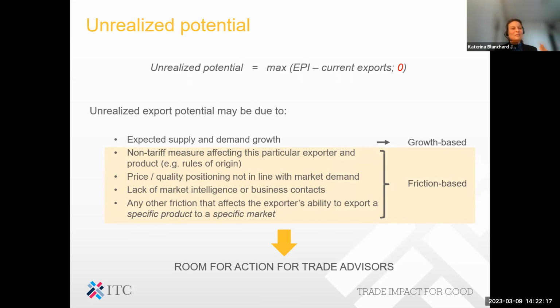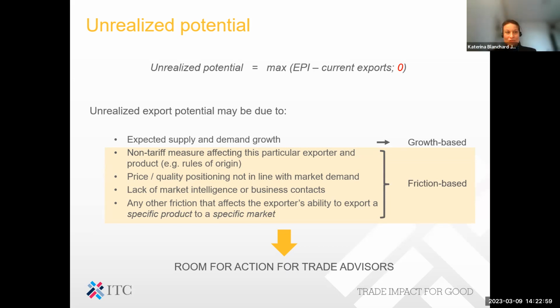These would include a very broad variety of factors. Some of them could be, for example, lacking information of exporters. If the exporter doesn't have the information about the other market, he or she is unlikely to export there. If they don't set the price correctly, or the quality is not set correctly, then they would not use the potential on the foreign market, etc. So the variety of the reasons for the existence of unrealized or untapped potential is very broad, and many of those reasons can be addressed, for example, by trade advisors.